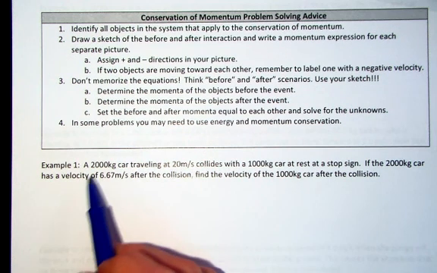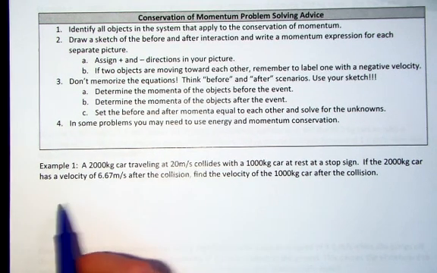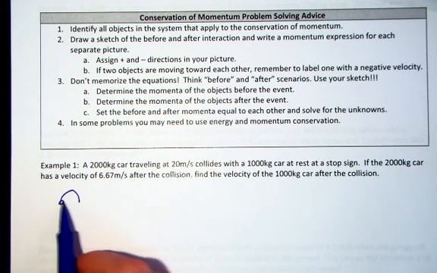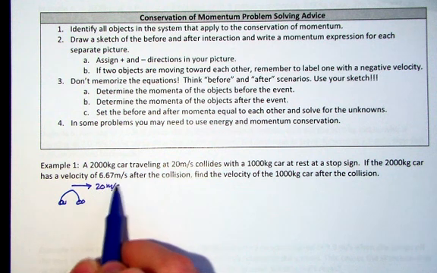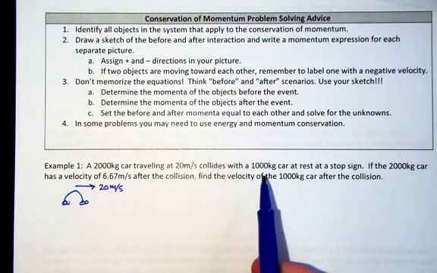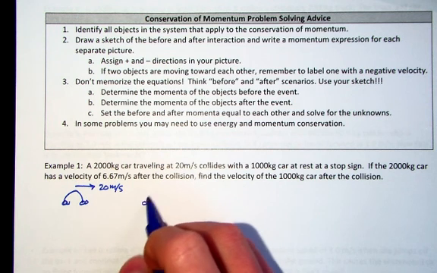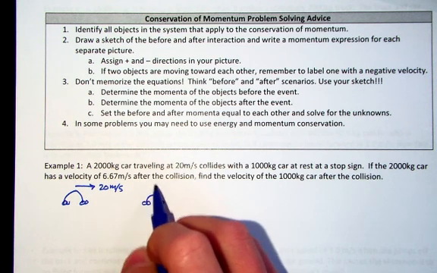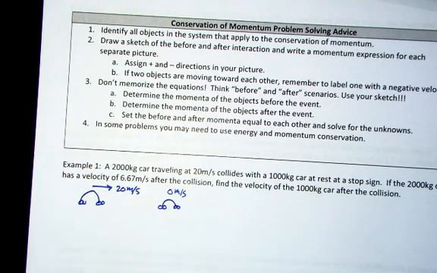Okay, so we have a 2,000 kilogram car traveling at 20 meters per second. So we can go ahead and draw the car. Super fancy. And it's moving this way at 20 meters per second. We have another car, not as massive, and it is at rest. So we have a second car, and its speed is 0 meters per second. This is the before picture. So this is what's happening. I have a car at rest. I have a car in motion.